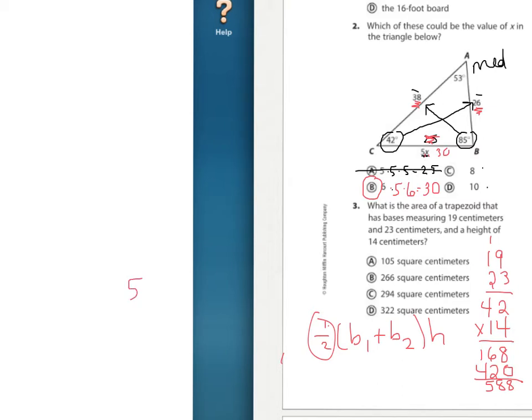588 divided by 2. This work needs to be on there. This is me bringing that down. 294, right there. Okay.